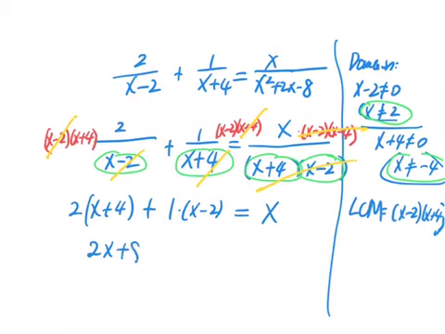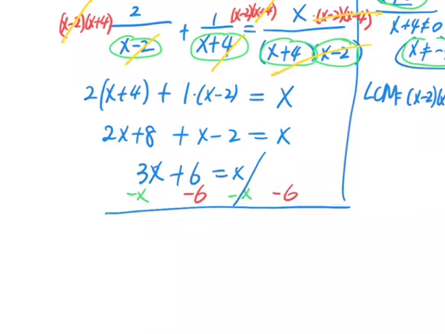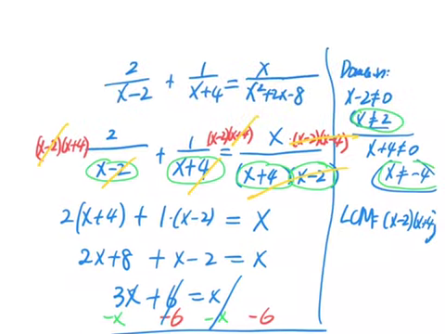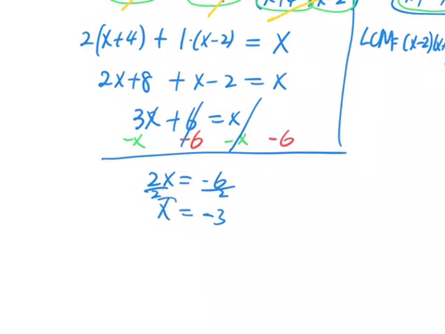So distribute, and let's combine like terms. So 3x plus 6 equals x. So we'll subtract x from both sides, and then minus 6 from both sides, and then that gives me, okay, 2x equals -6, x equals, divide by 2, -3, and let's compare with the domain. x cannot be 2, x cannot be -4, no problem. So we can keep this as our final solution.